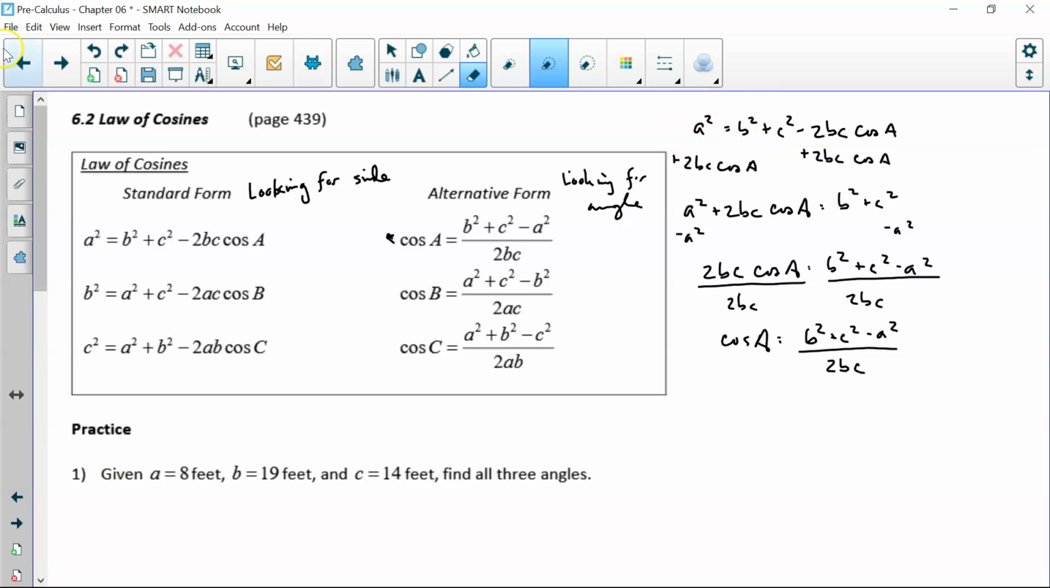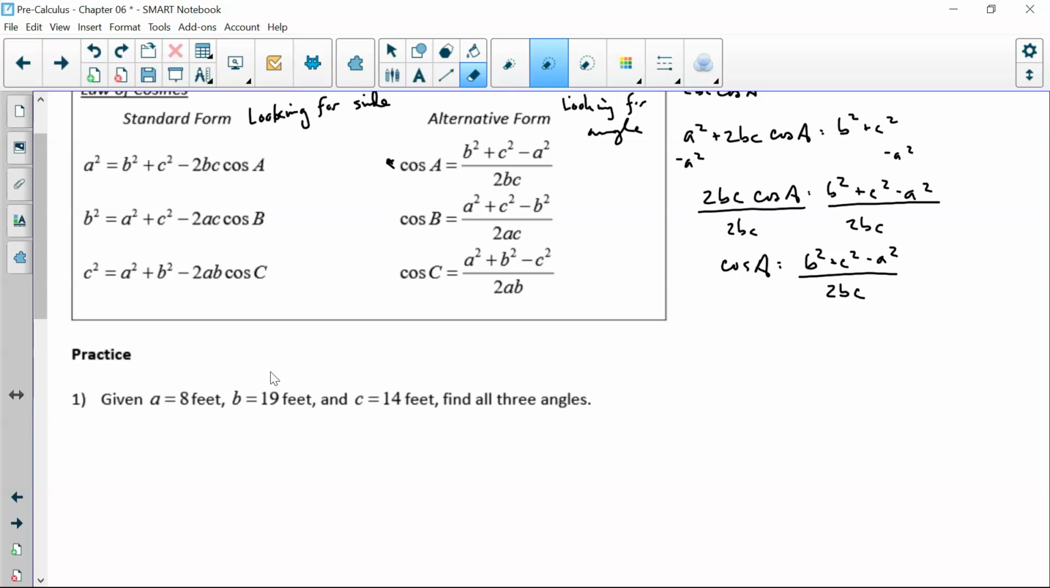So given a, b, and c, we have all three sides. Let's find our three angles. So when we do this, we want to find the largest angle first. I'm just going to make a sketch, just to help me visualize. Put C here, A here, and B here. That way the longest side is there at the bottom. C is 14, and A is 8. So we're given all three side lengths.